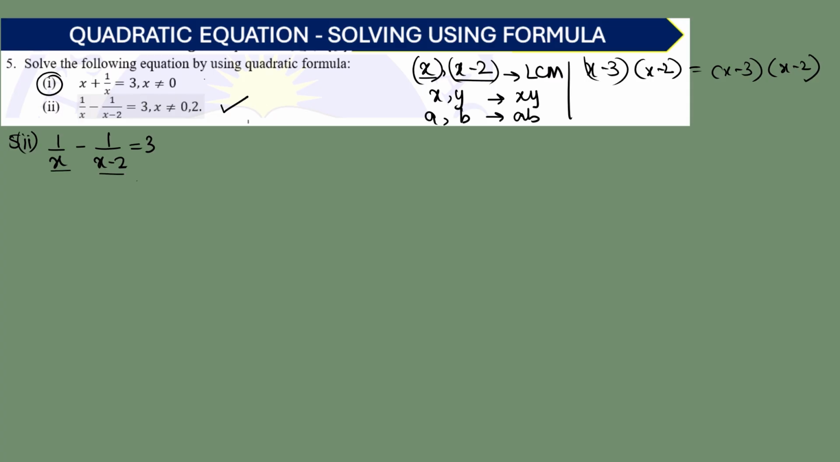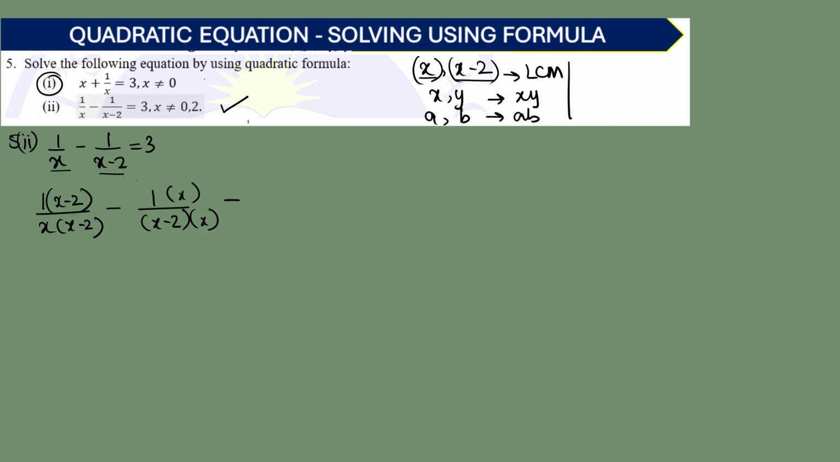This is very common knowledge, but some kids struggle with it. That's why I am just adding this tip. Alright, let us move on. So what is the LCM of x and x minus 2? x into x minus 2. So this is 1. So 1 into x minus 2 upon x into x minus 2 minus x minus 2 is present here. So x minus 2 will get multiplied by x and 1 will get multiplied by x.